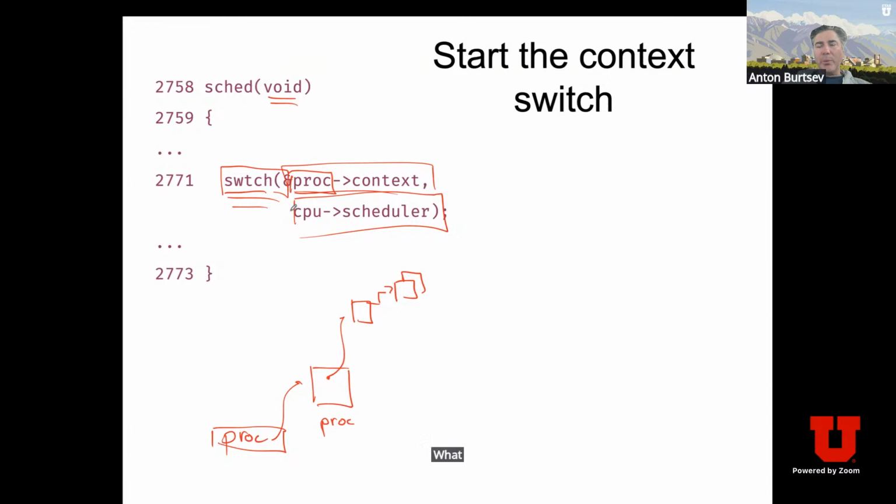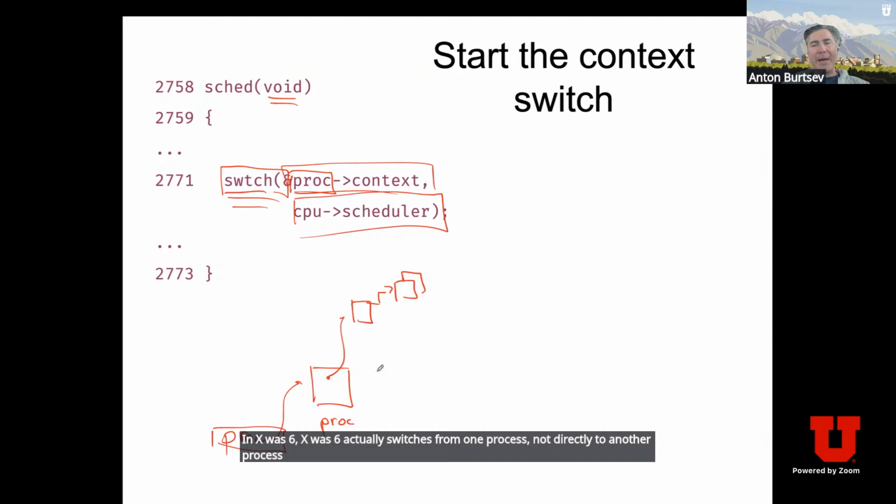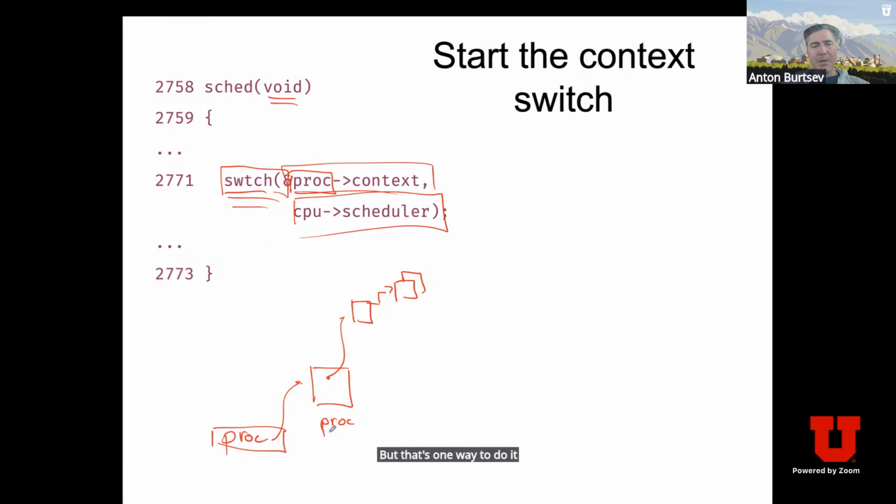There are multiple ways to implement the context switch. xv6 actually switches from one process not directly to another process, but back to the scheduler, which is a little unusual because you think, okay, why would you do this? But that's one way to do it. Essentially the switch function switches from a process to the scheduler.